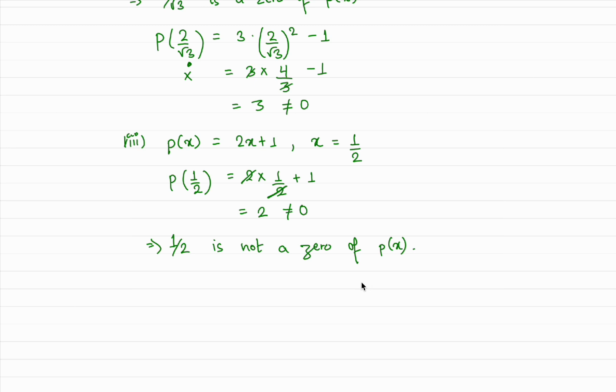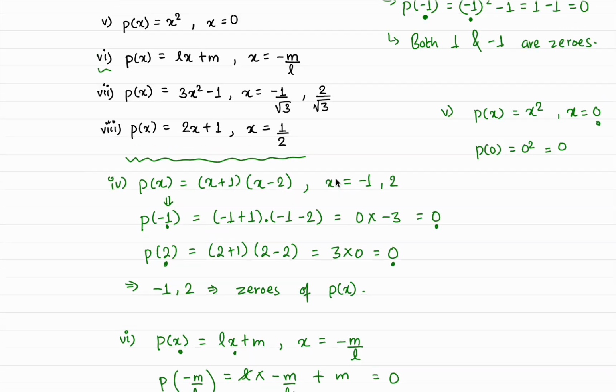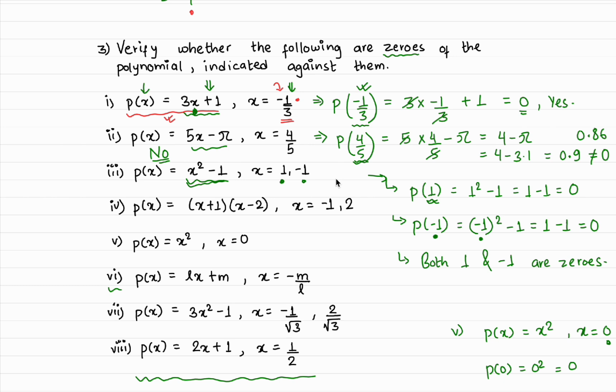I think your answer should be correct by now. But if it's not, you can try again. And that's it. In question number 3, what we did is just verify whether these given numbers are zeros of the given polynomials. To check it, you just need to plug in the values, and if your answer is 0, then yes, it is a zero of the polynomial. And if it's not 0, then they are not zeros of the polynomial.